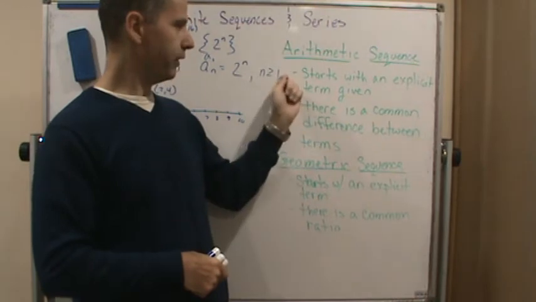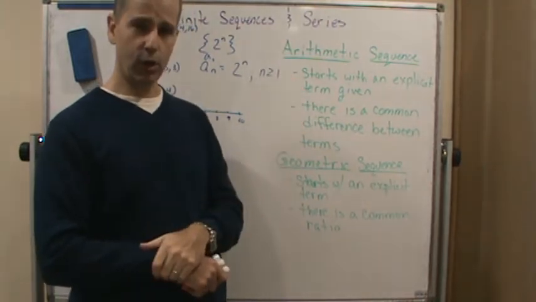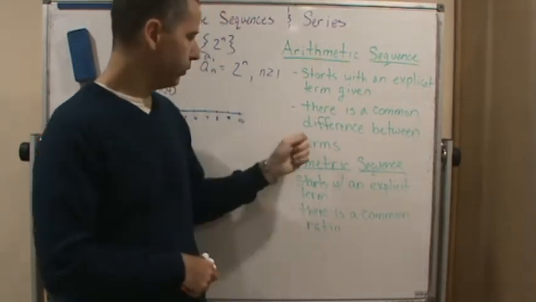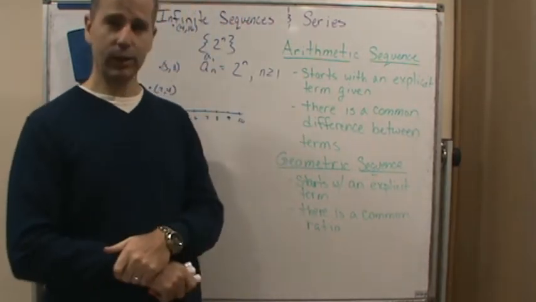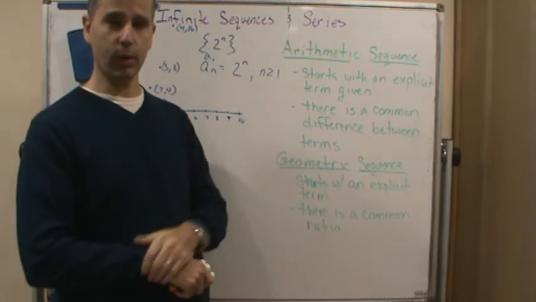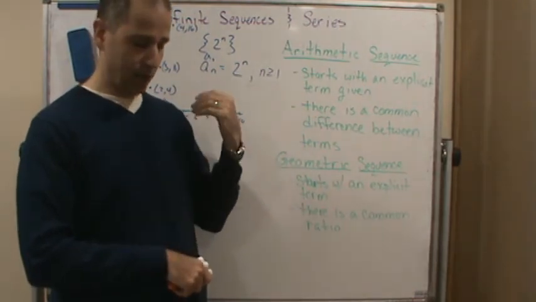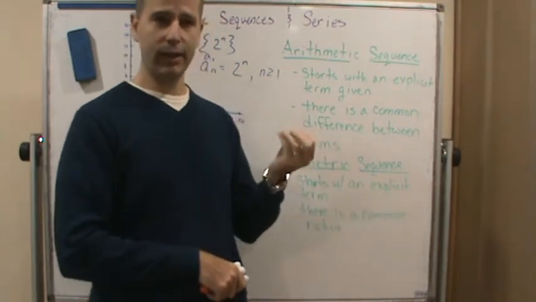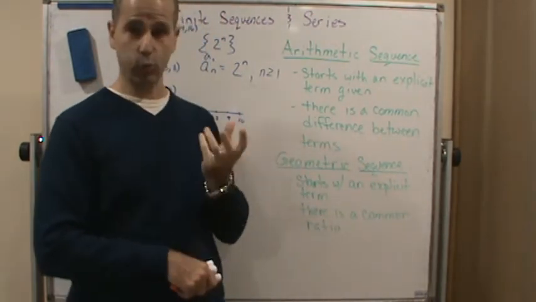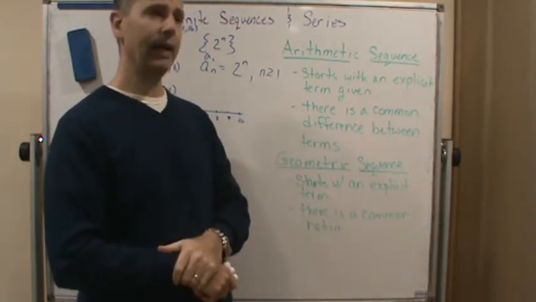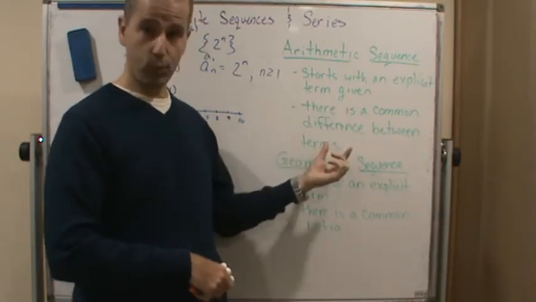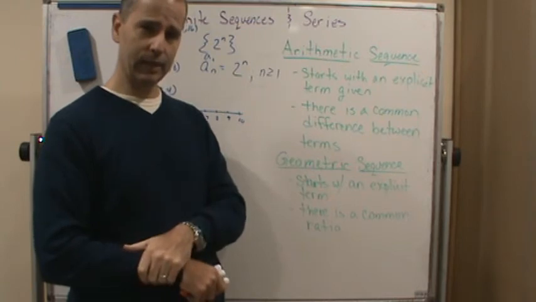So you start with a first term, which is explicitly given, and then from there you use the common difference to get the rest of the terms. If I say 1, 3, 5, 7, 9, then the first term is 1, your starting point, and the common difference is 2. That represents an arithmetic sequence.